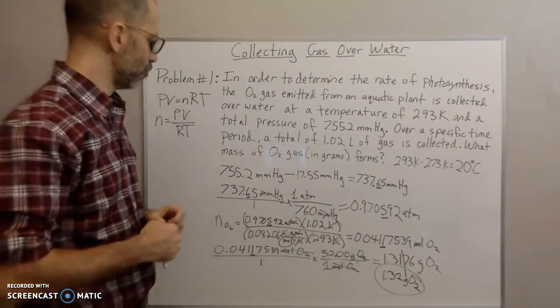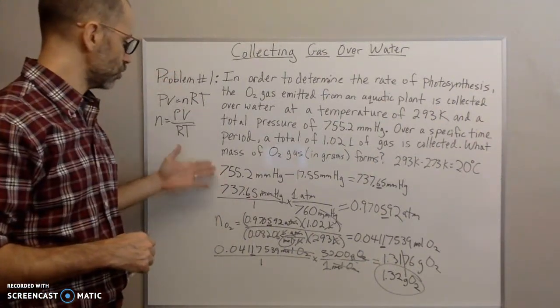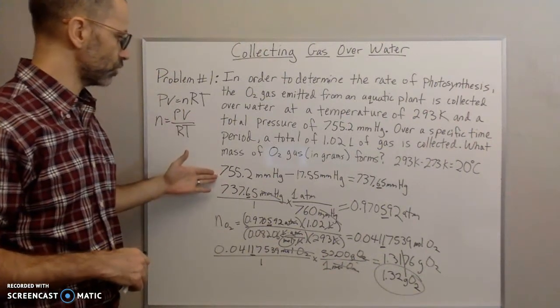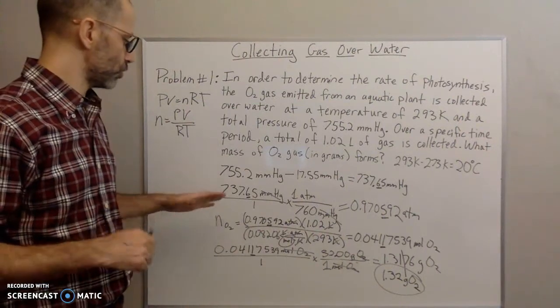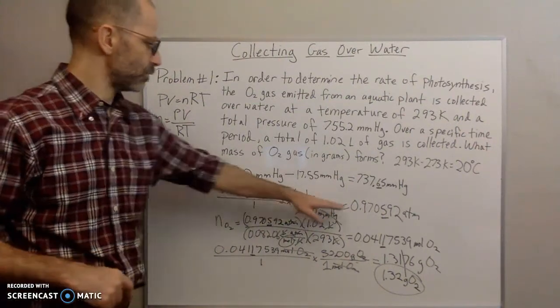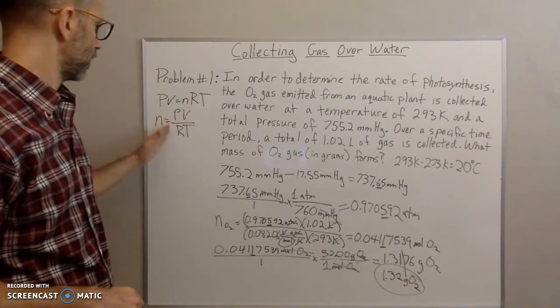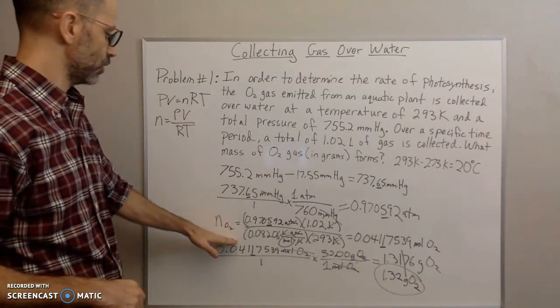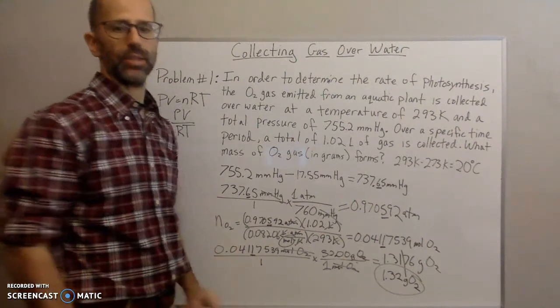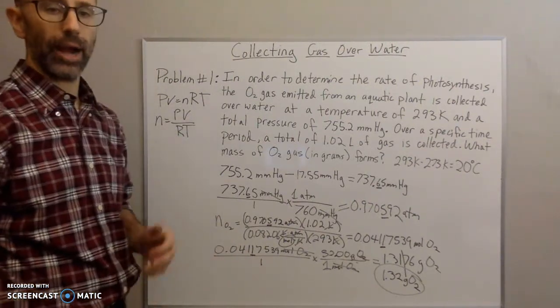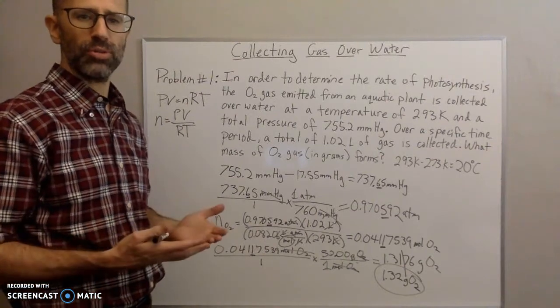And that's how you use Dalton's law. So you use Dalton's law of partial pressures to find the partial pressure of oxygen. And then from there, it was just converting to atmospheres and then putting it into the ideal gas law to find moles of the oxygen. And then you use your molar mass to convert to grams. I hope this was helpful.